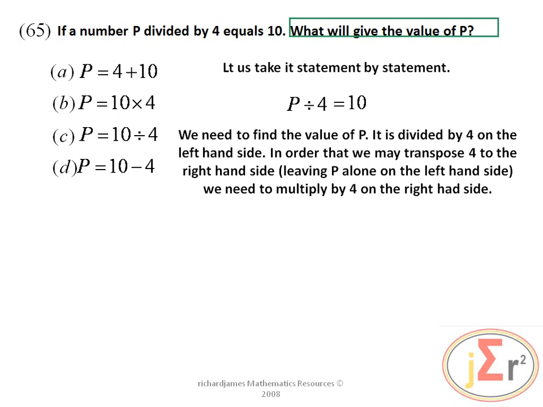Now 4 is in a relationship that is what? One of division. So P is divided by 4 on the left hand side. By transposing 4 to the right hand side, we will be multiplying the right hand side by 4. So P is equal to 10 multiplied by 4. The answer is option B.